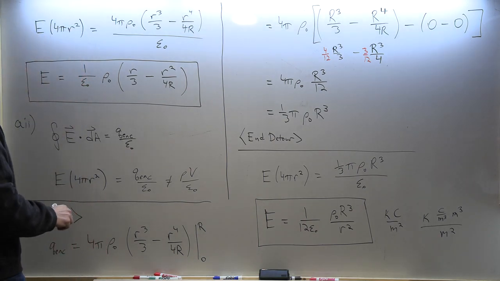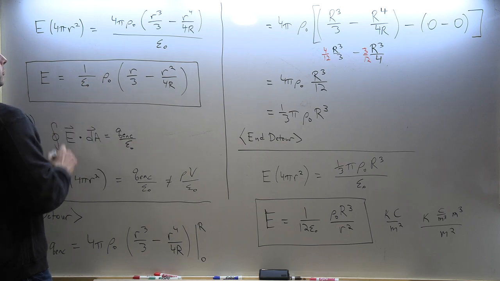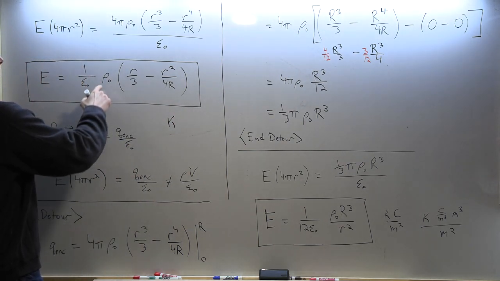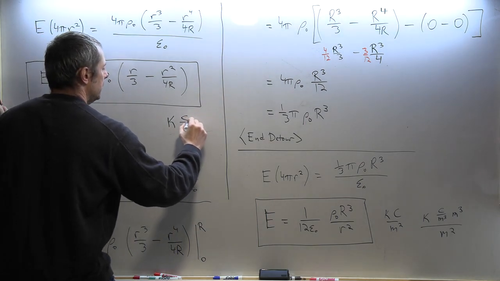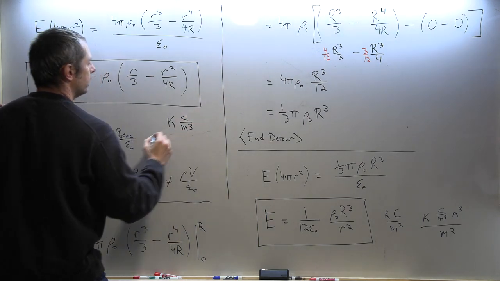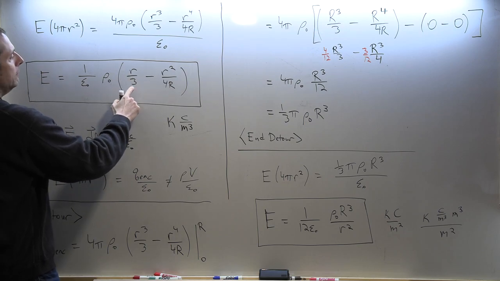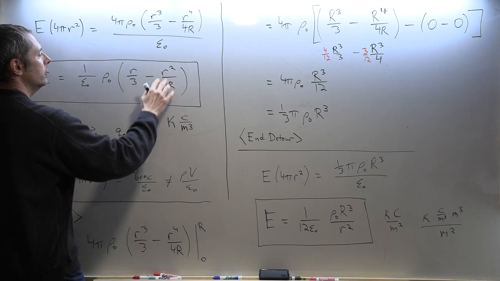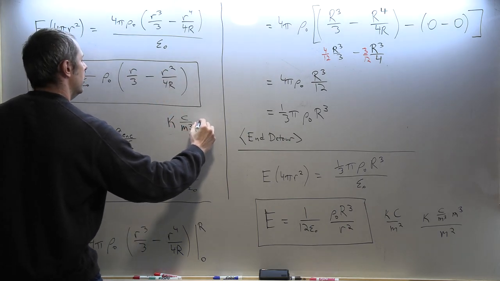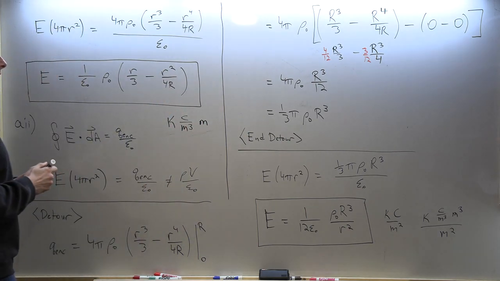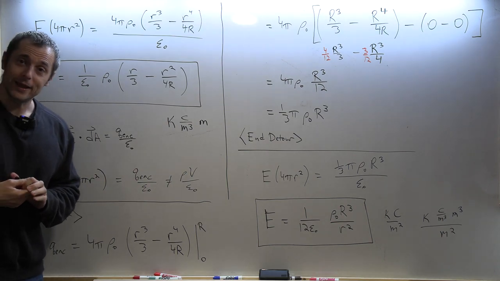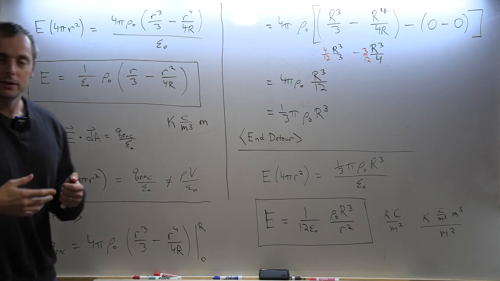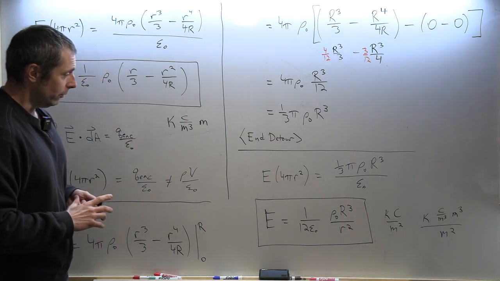In this formula, I have 1 over epsilon 0, which is my units of K. I have rho 0, which is coulombs per meter cubed. And then I have meters squared over meters. So all of this is just meters in the parentheses. And you see, it looks like we have the right form. Again, we might have lost a constant somewhere along the way, but the formula appears to have the right form.